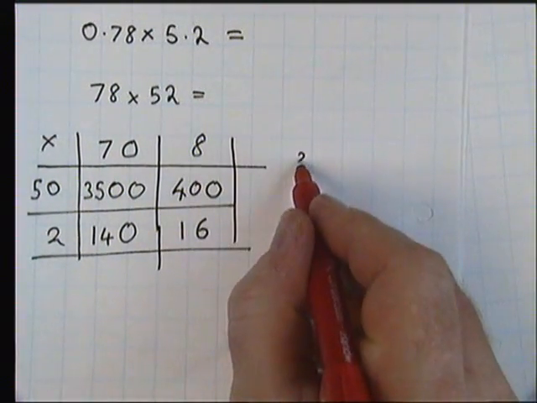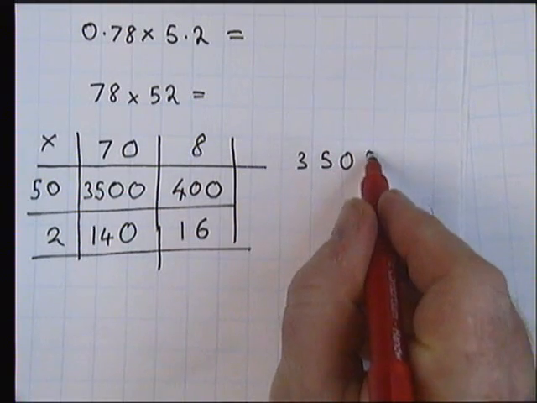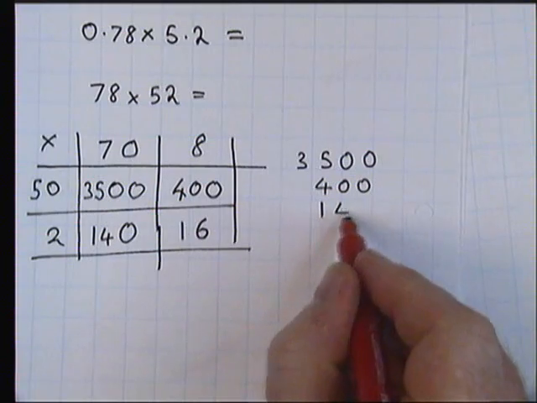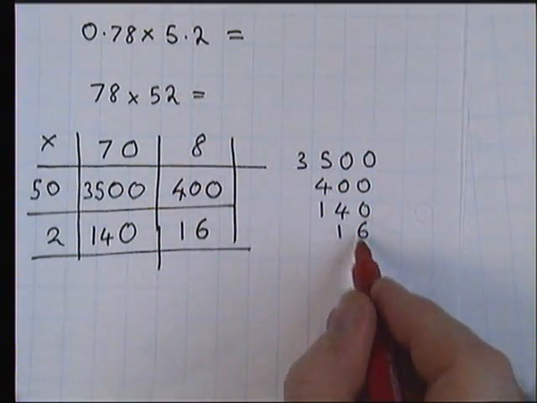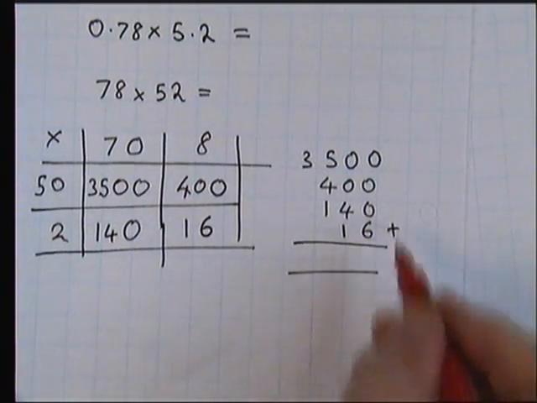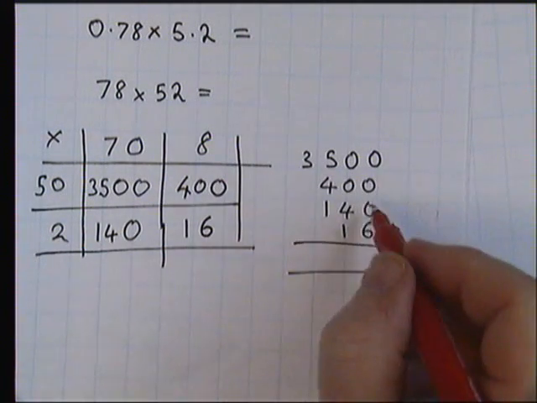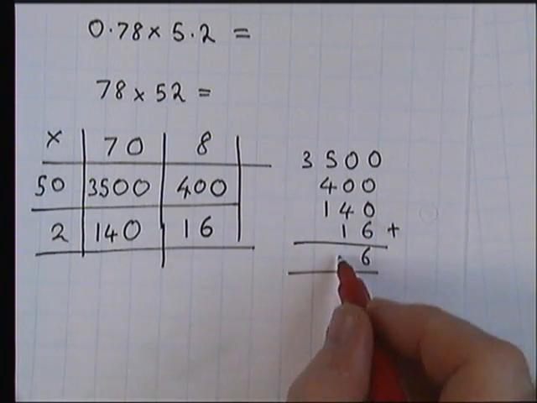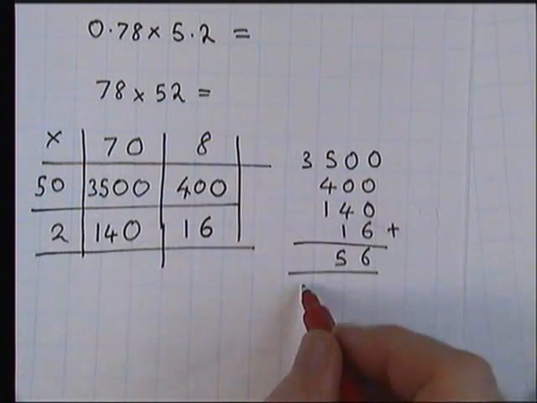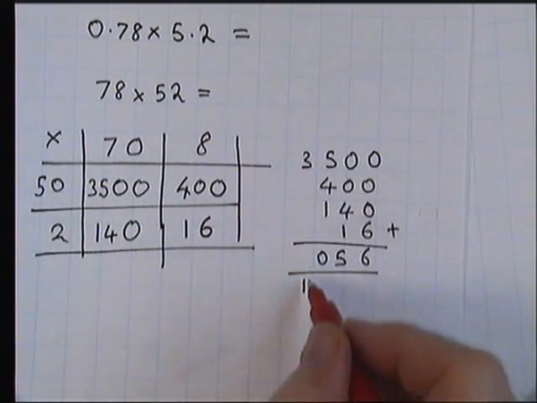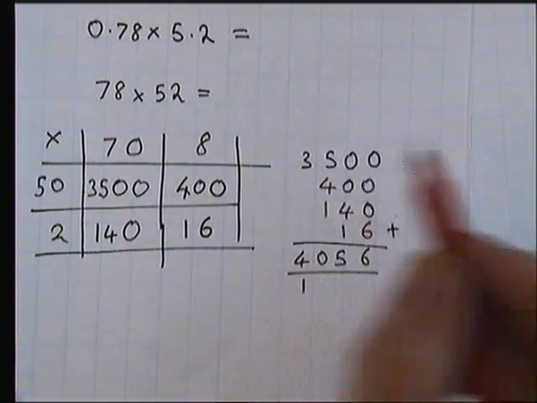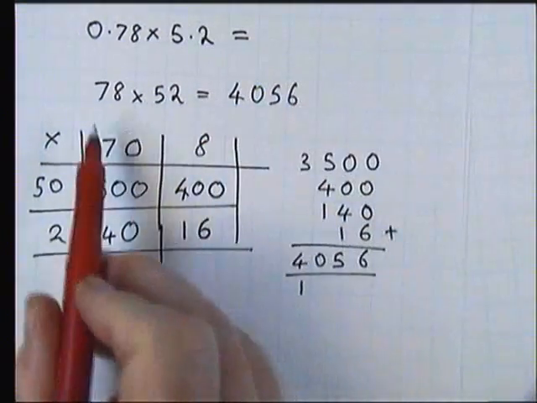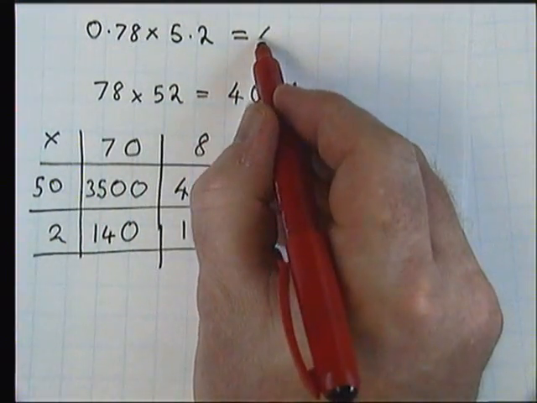Now we can line up the numbers carefully inside the grid, making sure that the units line up, the tens line up, the hundreds line up, and so on. Do that very carefully. You see lots of mistakes there where people aren't careful. And now we can do the addition. 6, 4 plus 1 is 5, 5 plus 4 plus 1 is 10, and 3 plus 1 is 4. So that's 4,056. Now that's the answer to 78 times by 52.